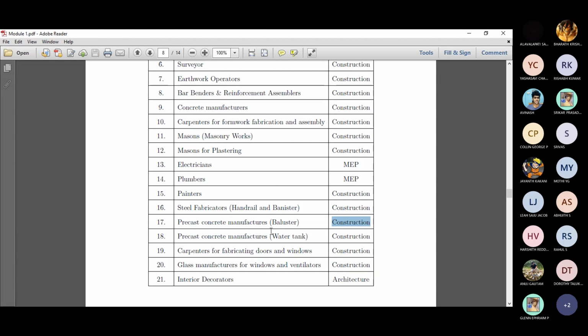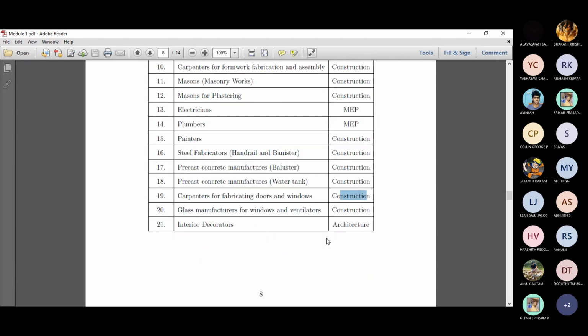Sorry, construction. Right? Then fabricating doors and windows, or carpenters, can be under construction. Glass manufacturers for windows and ventilators. It's not manufacturers, they make definite-shaped glass, tinted glass, and textures to accommodate into the ventilators and other windows. Even steel grills are required, or we need a blacksmith to make the steel grills. So everything you can put under construction, and interior decorators you can put under architects.